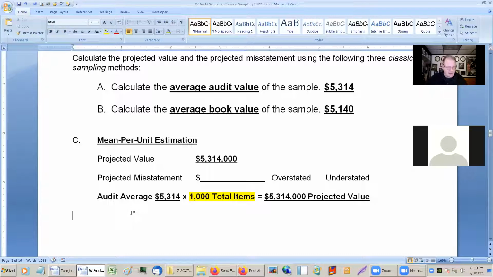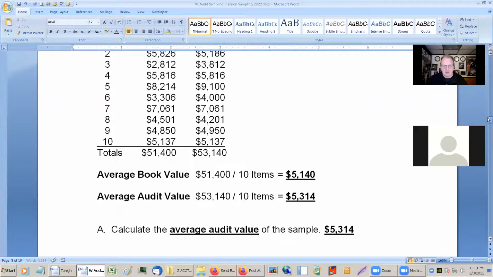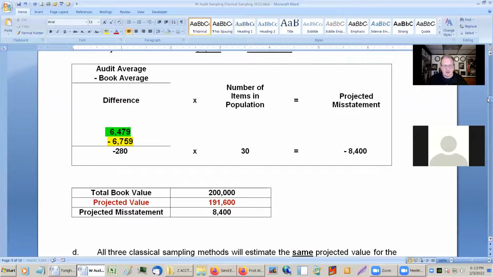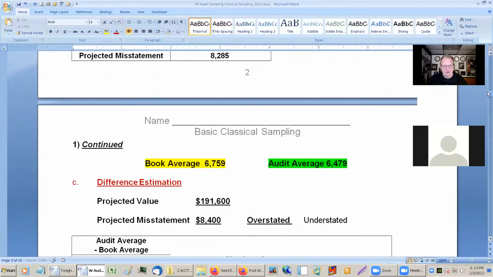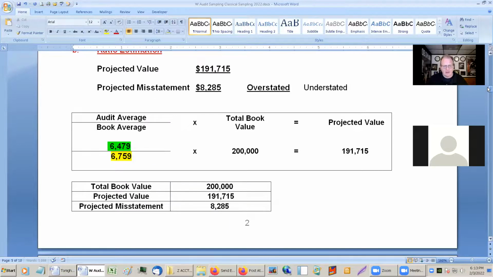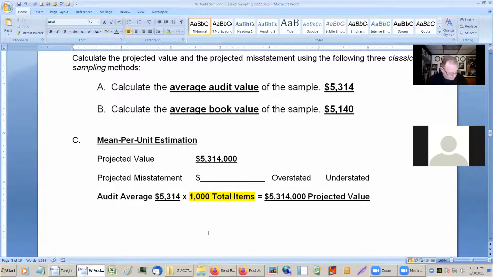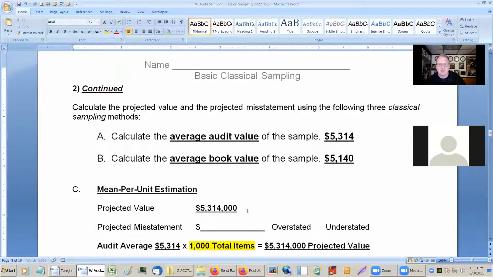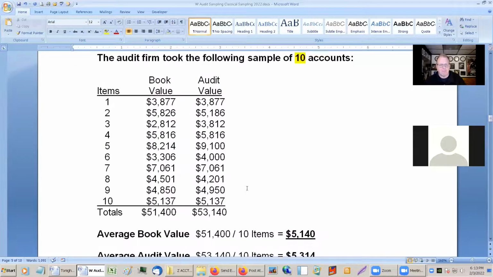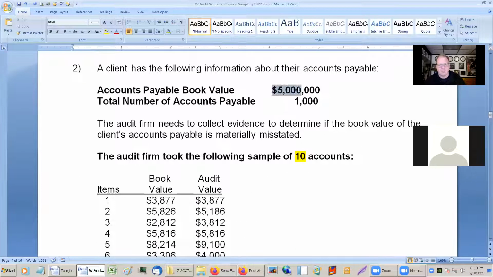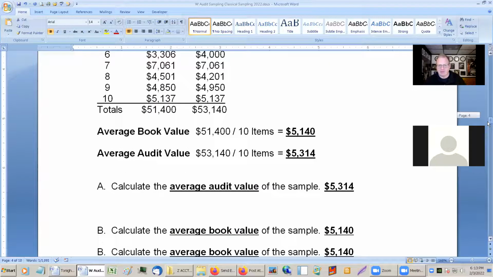Okay, so down here, let's see, I'm going to cheat and make sure that I'm doing it the same as I did up here. Total book value, projected value, and let's go to the next one. Total book value, projected, okay. All right. Total book value for this was $5 million. So their accounts payable came up to 5 million, so this will be down here.